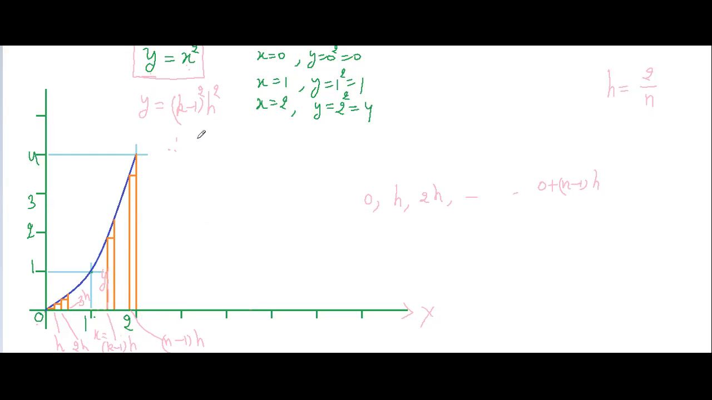And so the area of the kth rectangle is this width h multiplied by this height. I am simplifying: k square minus 2k plus 1 into h square. h into h square can be simplified as h cube into this k square minus 2k plus 1.